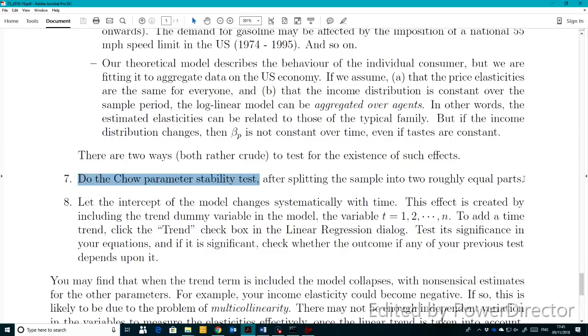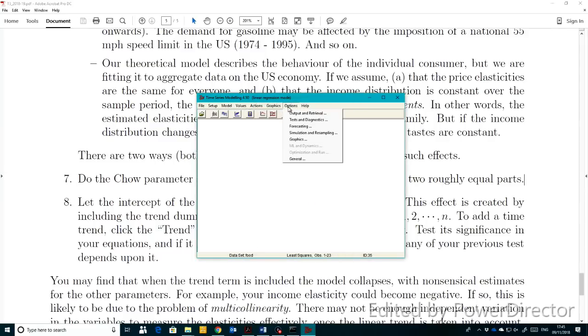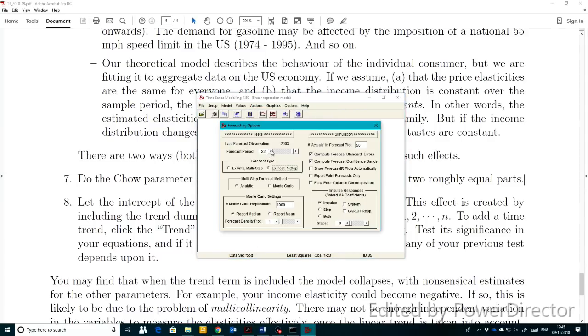To do this in our data sample, we have to go to TSM, select the dependent variable and the independent variables, and we also have to press on the Wald test, but also we have to go to option forecasting.